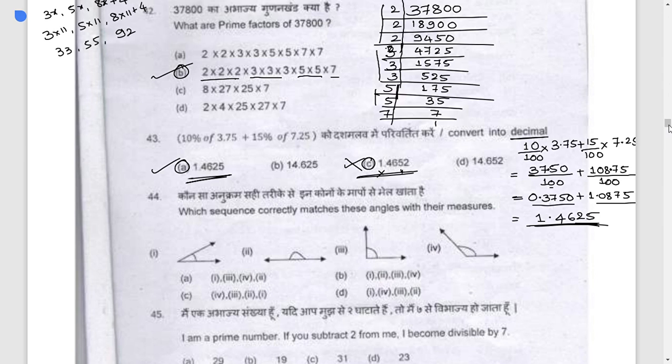Now see the next question. Which sequence correctly matches these angles with their measures? So see the figures here. This one is an acute angle, say approximately 30 or 40 degrees, say 35 degrees. This one will be 180 degrees. This one will be 90 degrees. This one will be greater than 90, suppose say 125 degrees. So we'll write in ascending order.